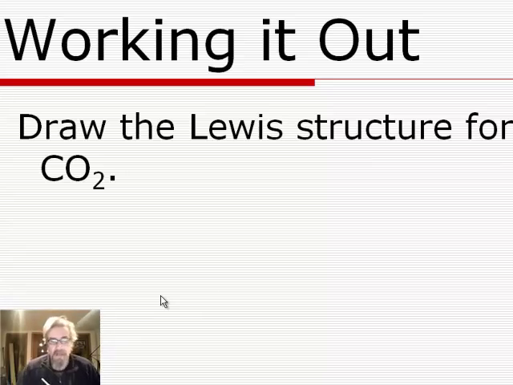Okay, we're at the working it out section, so stop the video and you try and draw a Lewis structure for carbon dioxide, CO2. Just go through your steps: draw the dot notation, count the electrons, make a skeleton, fill octets, and then make sure that the numbers match. If they don't, you may have to make a multiple bond.